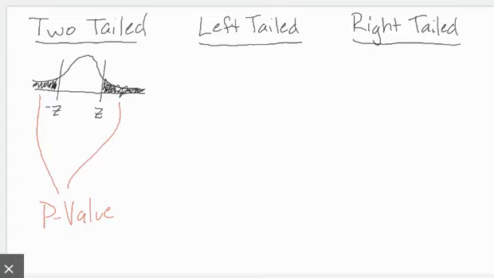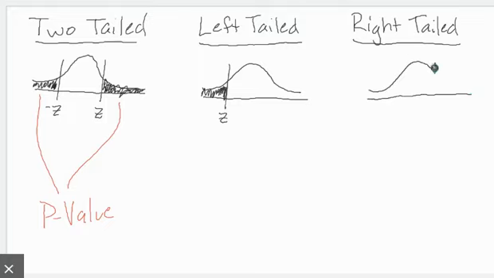For a left-tailed test, it's just like it sounds. It's a test where you only find the area in the left tail. And for a right-tailed test, it's just like it sounds. You only have to find the area in the right tail. Now, I kind of got ahead of myself just a little bit, so I'm going to do a little bit of erasing here and then come back to this.